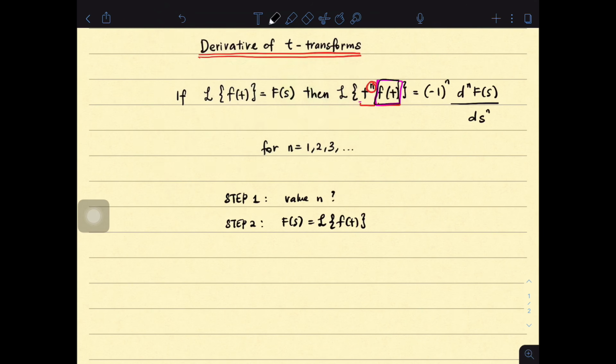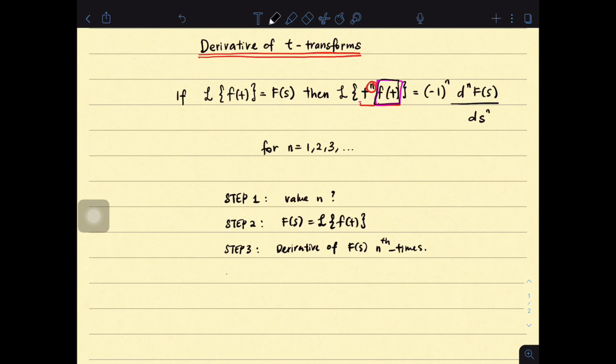Then for step number 3, you will find the derivative of F(s) n times. For example, if n is equal to 2, we will differentiate F(s) 2 times. If n is equal to 3, we will differentiate F(s) 3 times. So the value of n is very important to be correct.